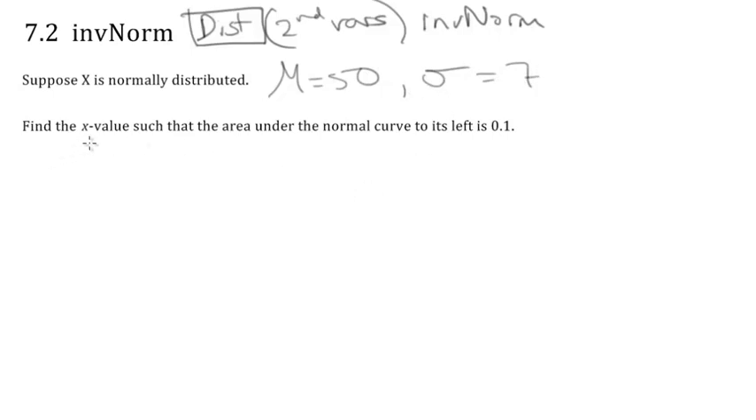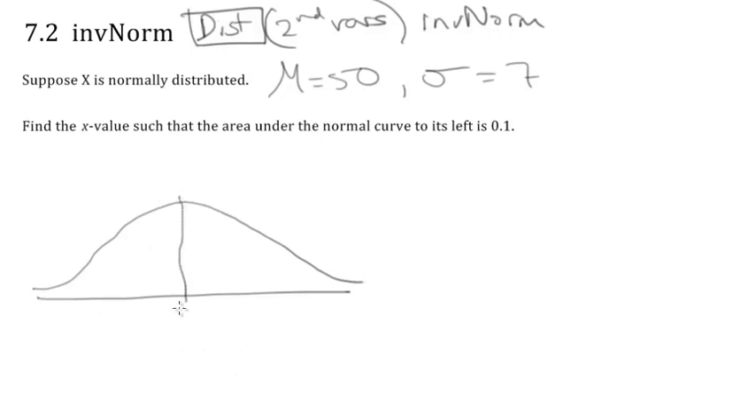And here's what we're going to do. We're going to find the x value such that the area under the curve to the left of it is 0.1. Now, definitely, without a doubt, draw your picture so you can figure out what we're talking about here. We're looking for an x value. The mean here is at 50, and the area to the left is going to be 1/10 of the total area here. So my x value is going to be somewhere around here, and this area here equals 0.1.